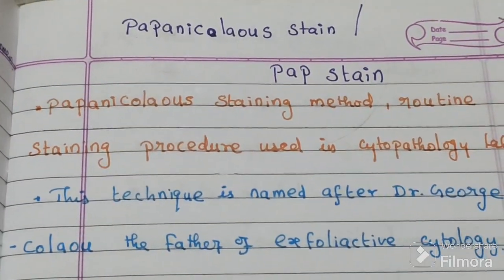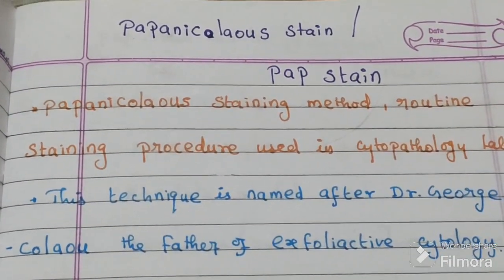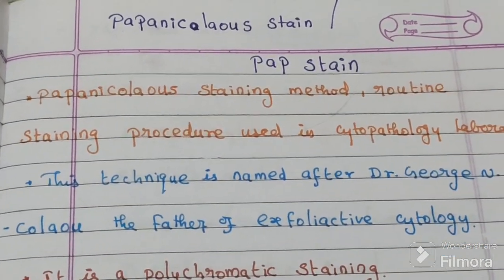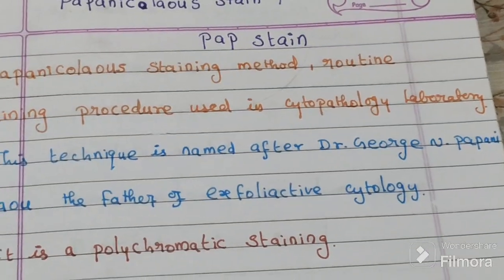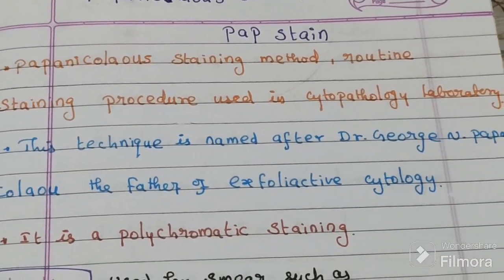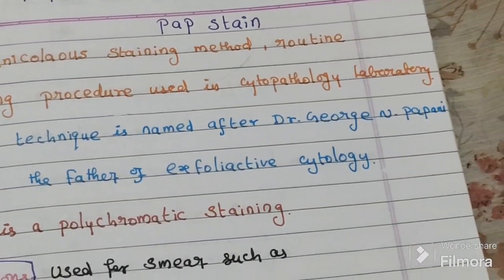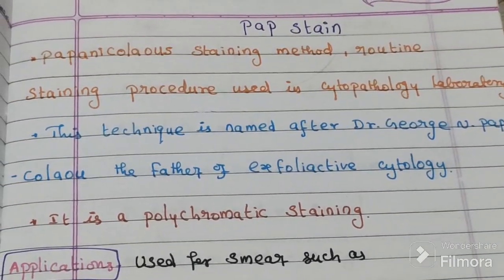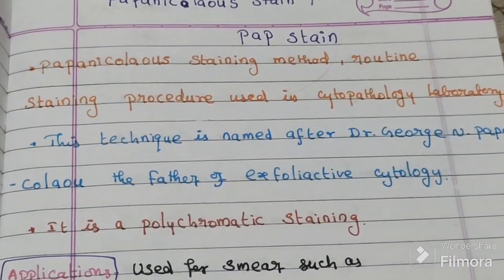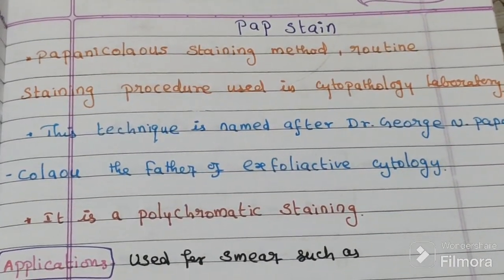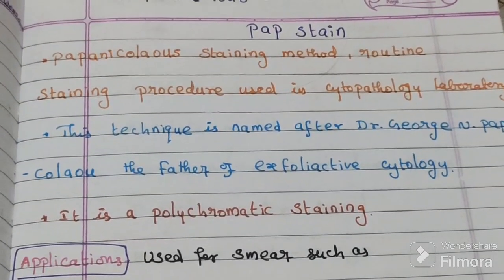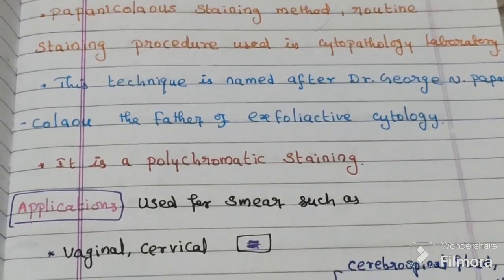Today's topic of discussion is PAP staining. It is a staining method routinely used in the cytopathology laboratory. This technique is named after the scientist Dr. George N. Papanicolaou, the father of exfoliative cytology. It is a polychromatic staining method. Poly means many, chromatic means color, so it is a many-coloring staining method.